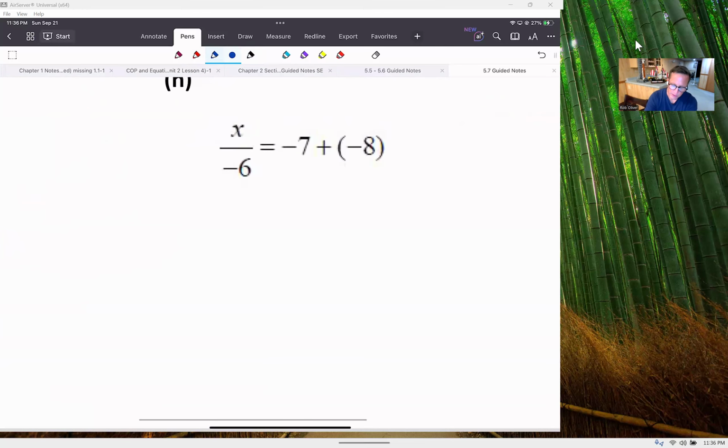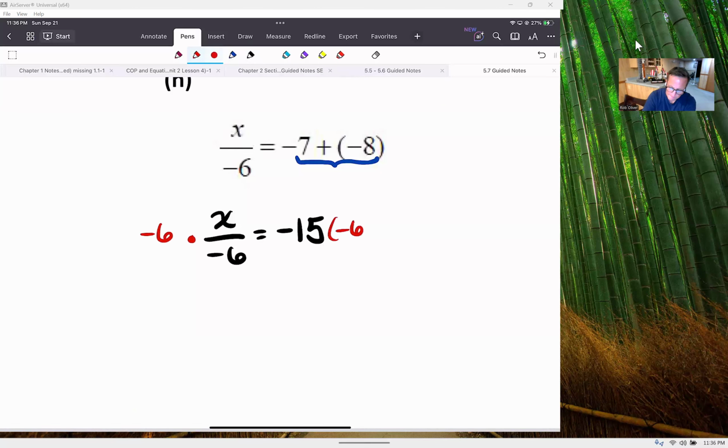Over here, the only thing that needs to be simplified is this side. That makes negative 15. So I'm going to rewrite the problem. You got x over negative 6 equals negative 15. Then we're going to multiply both sides by negative 6. Those cancel, and now you got x equals 15 times 6, which is 90. A negative times a negative is positive 90.